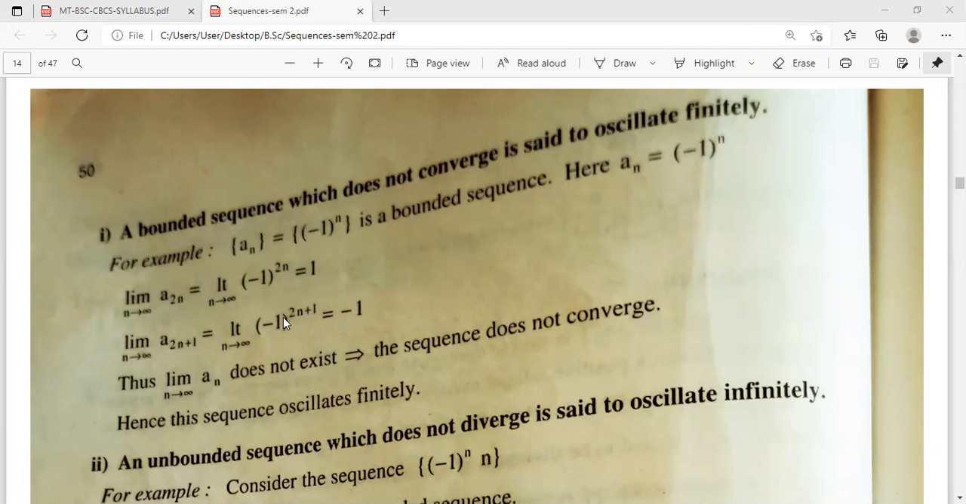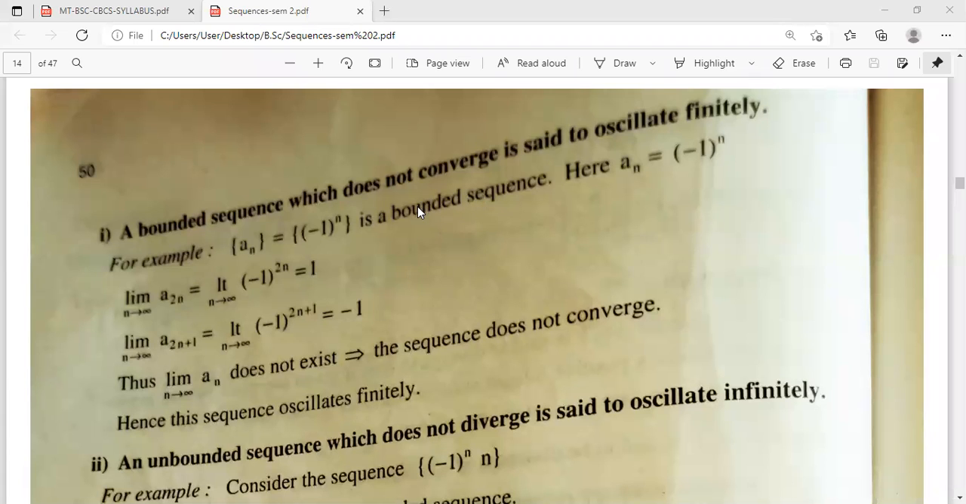Now you see it is not convergent. Why is it not convergent? The limit must be finite and unique. The limit of a_n as n tends to infinity must be finite and unique. But here you are getting two values, so it is not unique. Two values here, one is 1 and the other is minus 1, therefore it is not convergent.